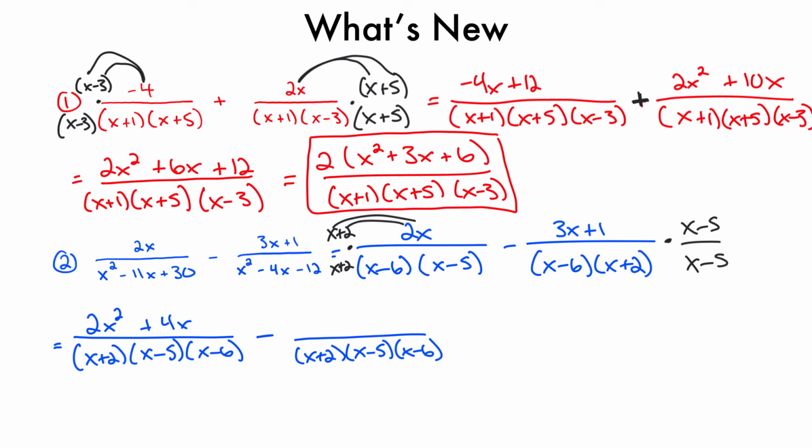All right, multiply out the top right. 3x times x is 3x squared. 3x times negative 5 is negative 15x. 1 times x is positive 1x. And then 1 times negative 5 is negative 5.